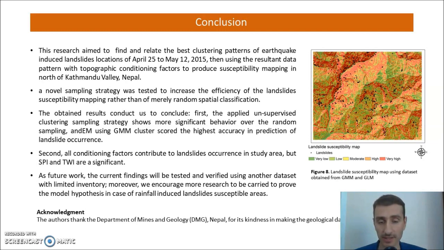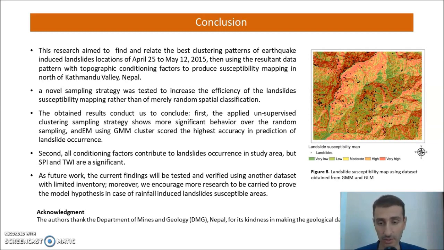Also, we found the significance of the EM over the K-means, and that all the conditioning factors contribute to the landslide in the study area, but the stream power index and the TWI were the most significant in this study.